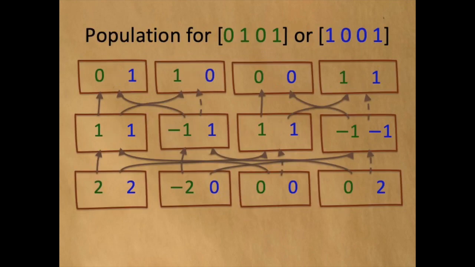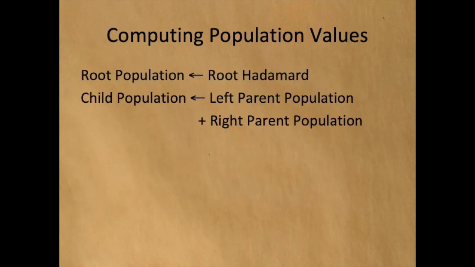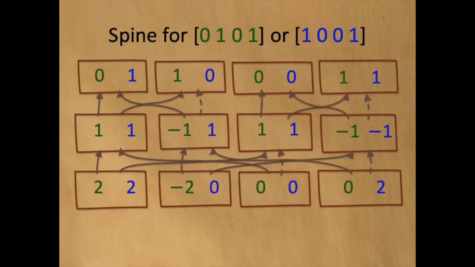Population. This is the Hadamard butterfly for either of these 2 vectors. The nodes marked in black are the population nodes for this butterfly. And storing the Hadamard and population value in each node looks like this. The population for any root node is equal to the Hadamard value of that root node. The population of any child node is equal to the population of the left parent plus the population of the right parent.